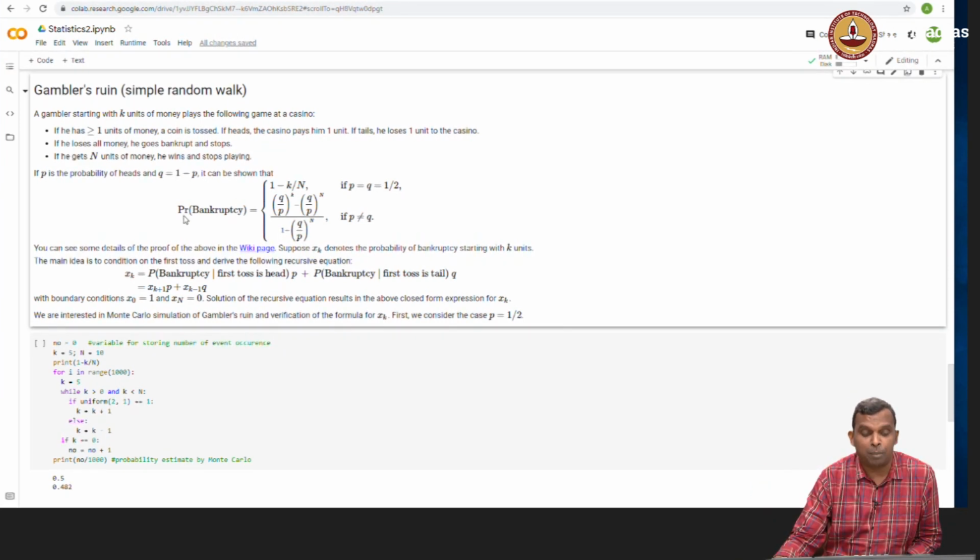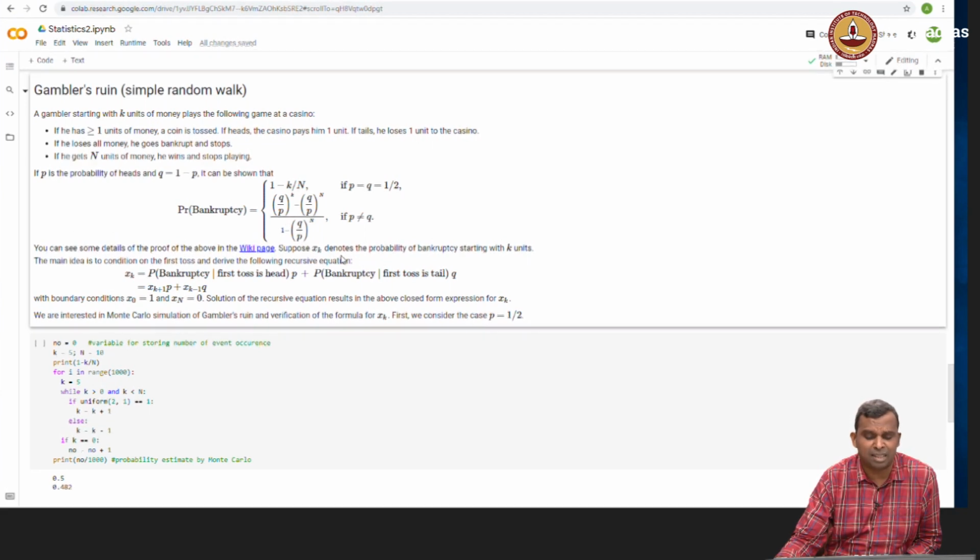So you can show, I'm not showing the details, actually the calculations are briefly shown below, not in great detail. Probability of bankruptcy, if your coin is fair, is 1 minus k by n. Okay. If it is not fair, then there is a more complicated formula involving q by p. Okay, (q/p)^k minus (q/p)^n divided by 1 minus (q/p)^n. Okay, this is the formula. And how do you derive it?